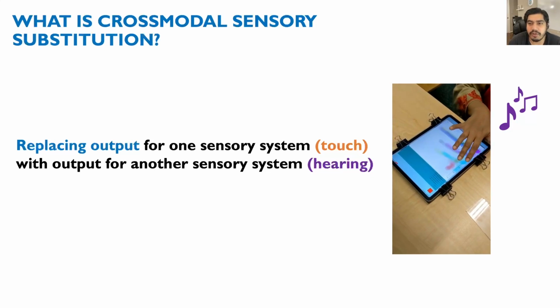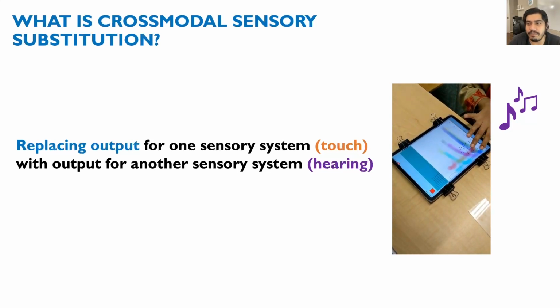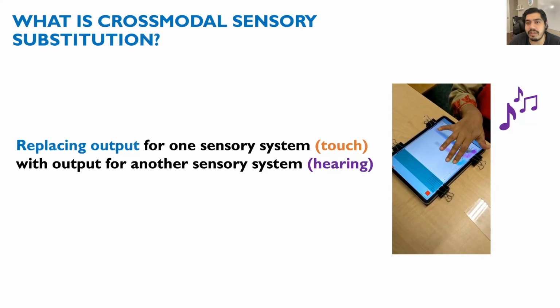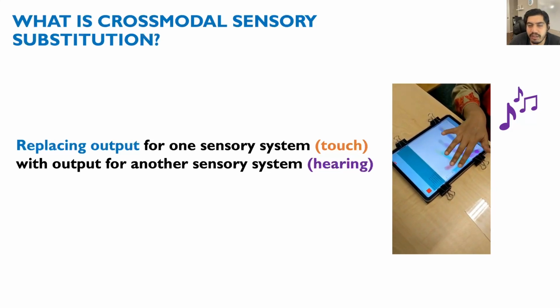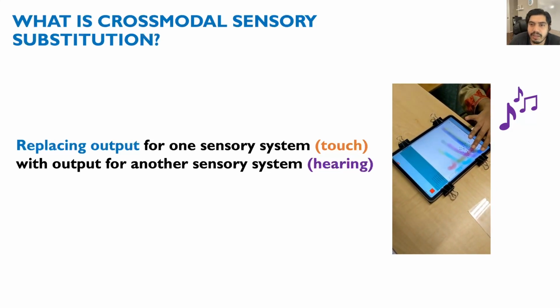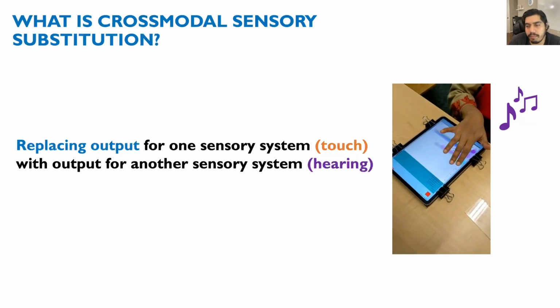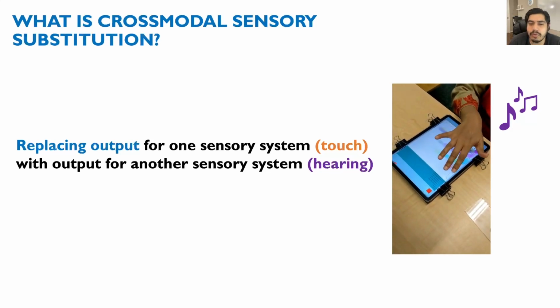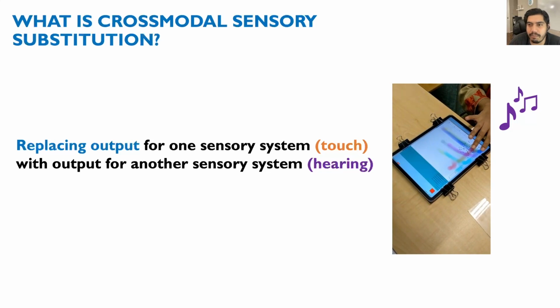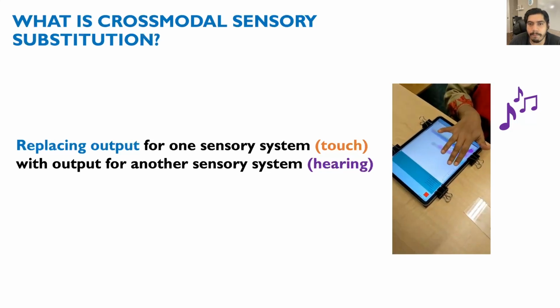Cross-modal sensory substitution is the idea of replacing in real time the output for one sensory system with the output for another sensory system. For example, in our work, touching the chart canvas would produce audio as the primary output, as opposed to the meaning being encoded to the haptic feedback on touching the touchscreen.